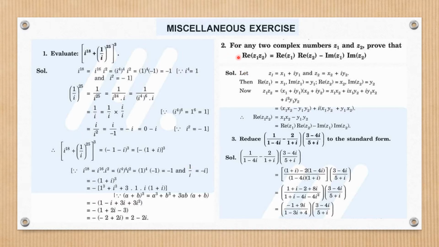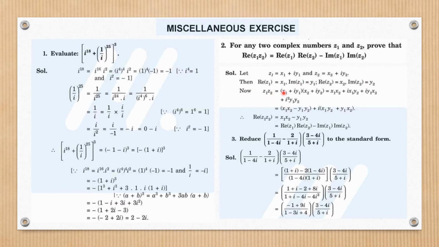Number 2 is: for any two complex numbers z1 and z2, prove that real part of z1 into z2 is equal to real part z1 into real part z2 minus imaginary part z1 into imaginary part z2. So consider two complex numbers, z1 is x1 plus iota y1, z2 is x2 plus iota y2. Now real part of z1 from here, this real part is x1, imaginary is y1. Don't take iota, okay? Imaginary part means I have to take y1. And real part of z2 is x2, imaginary part of z2 is y2.